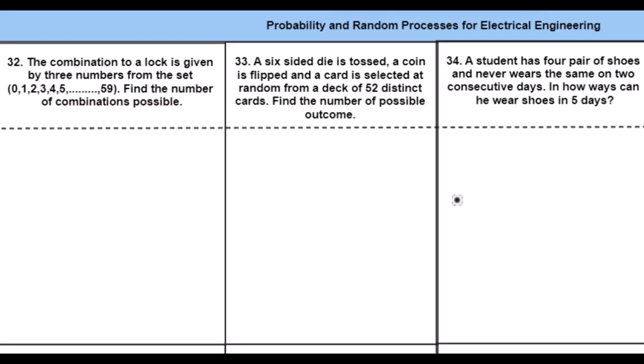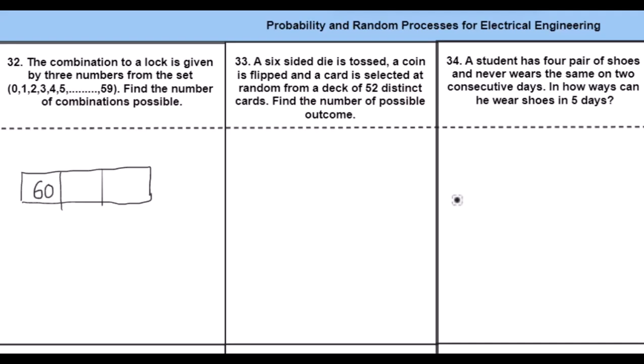So here we can very easily see that we have to pick three numbers, and we have to see how many combinations are possible if we pick three numbers from these 60 numbers. Okay, so again, let us suppose we have here three spaces, and in each of these three spaces, how many possible choices do I have? So in the first space I have 60 choices.